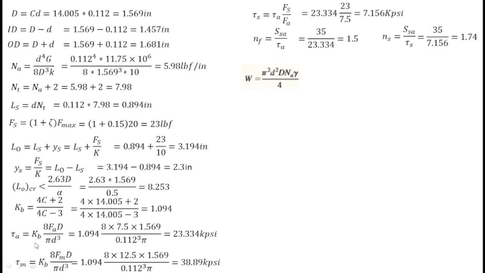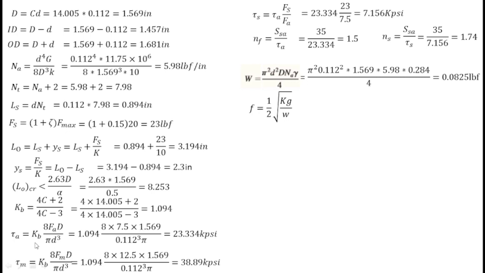the specific weight of this spring, W, which is given by this equation, that is pi square d square into mean coil diameter into Na into gamma. Gamma is 0.284 for the music wire. So putting all the values that we have calculated along with the gamma value, 0.284 for the music wire, it will give you 0.0825 pounds.